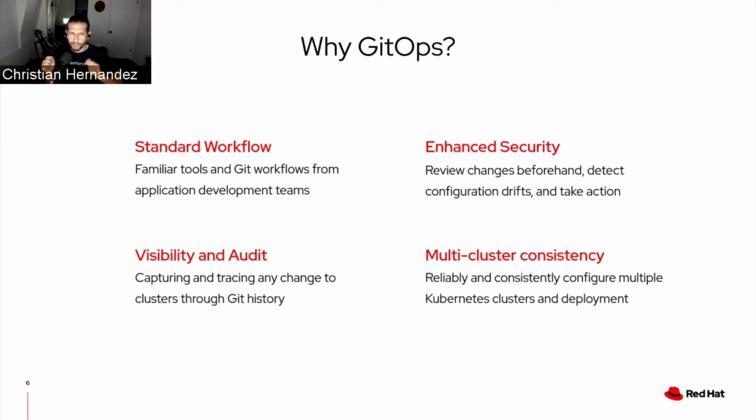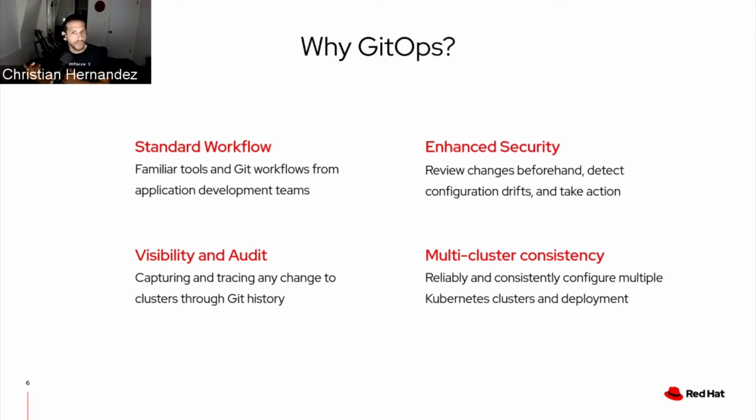I like to group points 2 and 3 together a little bit because you get enhanced visibility and audit capabilities. Since everything in GitOps is in Git, that's in your source control management system, you have this convenient audit trail now of what has changed in your cluster and by whom and who approved it. And the idea is that who approved it?